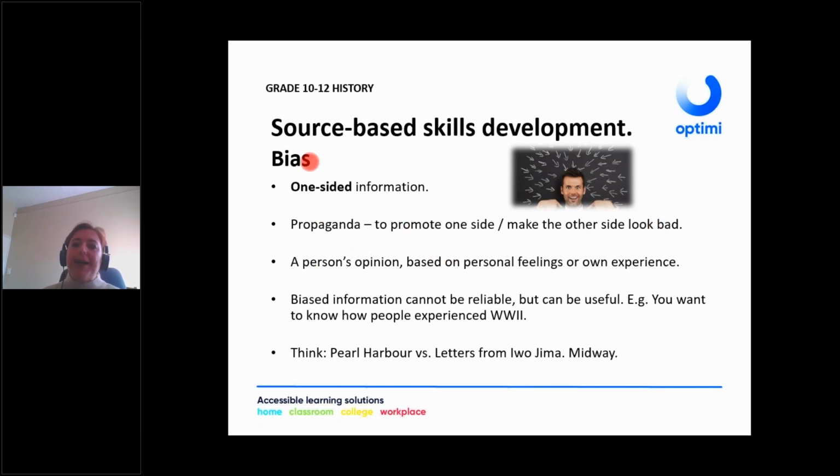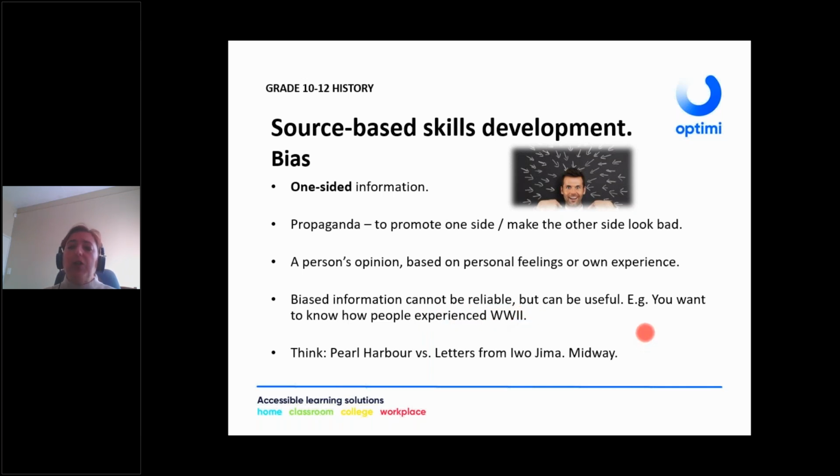So one-sided information or biased information is mostly based on a person's opinion. It's based on personal feelings or own experiences of a person, right? It's the same as in your normal life as well. Sometimes you have your own feelings about something, you have your own experiences about something. It's not always trustworthy, but that is how you feel at the moment. And many of us have told stories before where we actually exaggerate something, or if we think about oral history, where a legend is being told over from one generation to the next, it actually gets added information until it becomes untrustworthy. It's not the original version of the story, right? Then biased information cannot be reliable, but it can be useful. Okay, so remember that. That's very important.